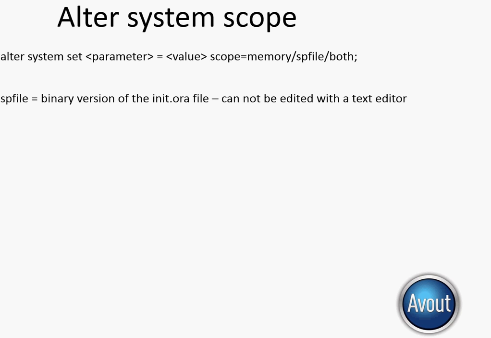Oracle has introduced this new concept. And again, this has been around for a while, since I think Oracle 9i, this thing called the system parameter file. The system parameter file is a binary version of the init.ora file. It is not something that's intended to be edited with a text editor, as opposed to the init.ora file, which is designed to be edited with a text editor.